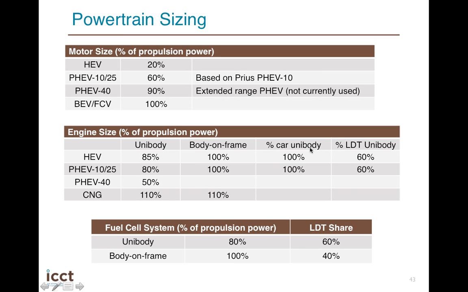And then our assumptions were that cars were 100% unibody and light trucks were 60% unibody. And then same thing for fuel cell systems, that the fuel cell stack would be 80% of the total propulsion power needed for unibodies and 100% for body and frames.